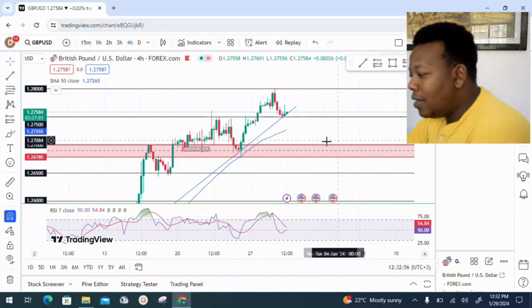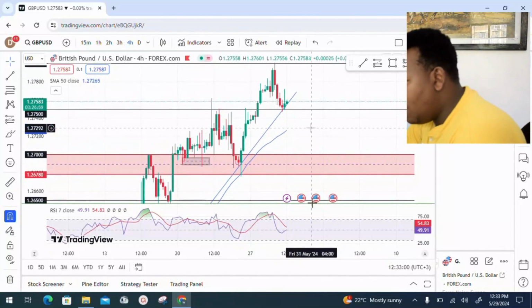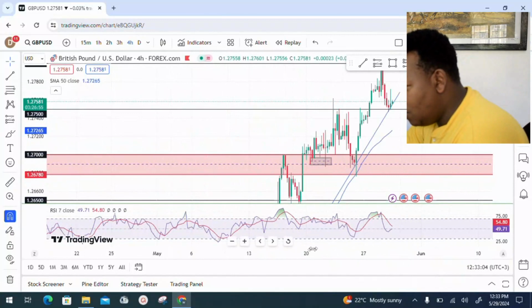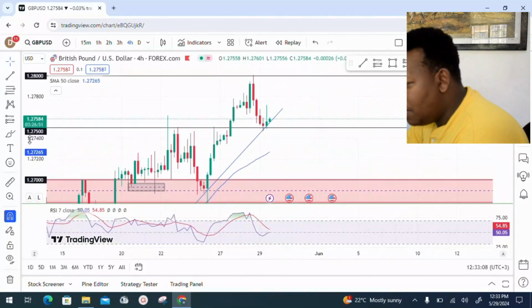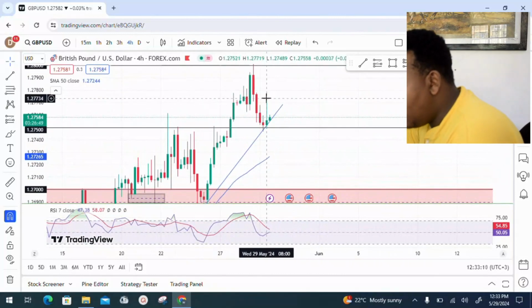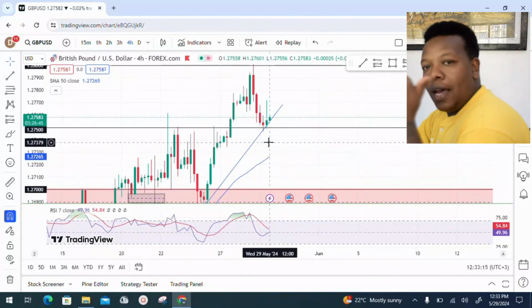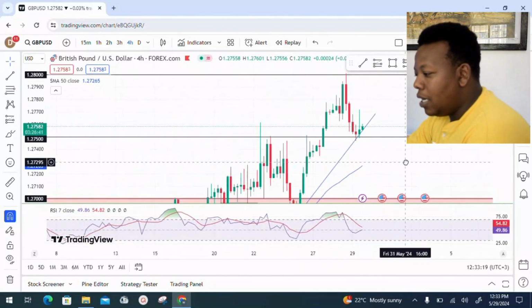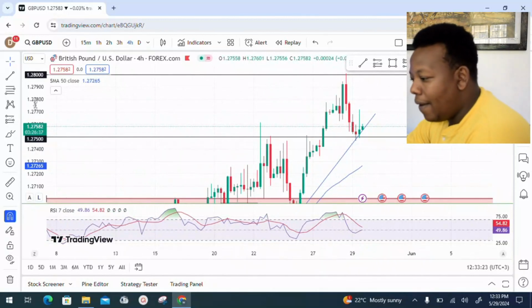For the 4 hours, we also look at the formation of the candlesticks, how they're forming. It's a very important factor to put in place. In this case, you can see the previous candlestick at 4 hours just left a long wick on the upper side, meaning there's pressure from sellers who are trying to push the market downwards. So that also supports our analysis.